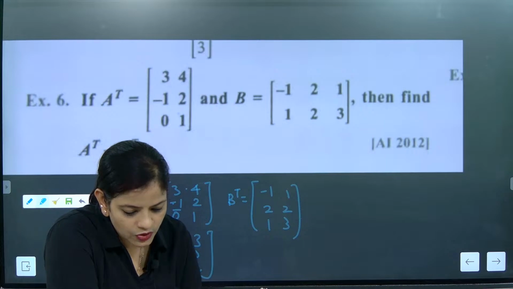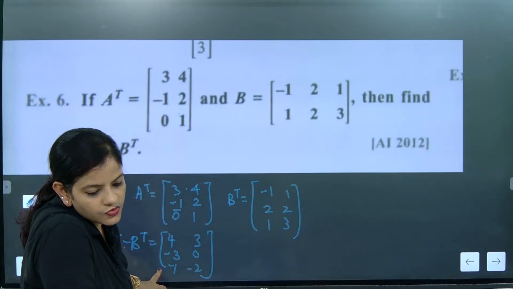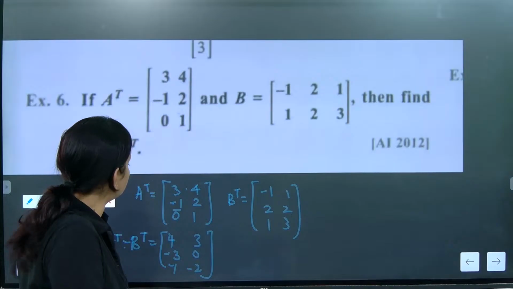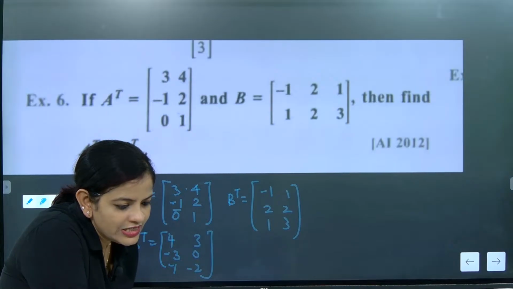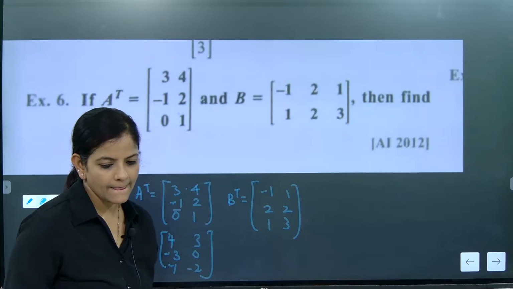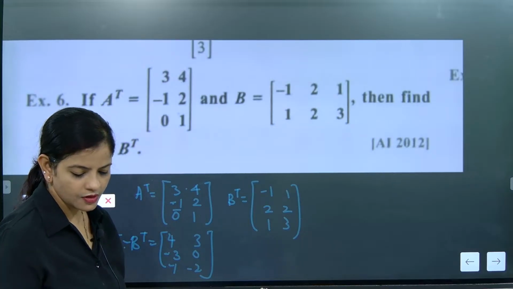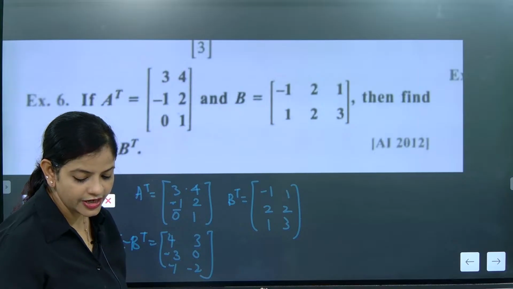Yes, absolutely. The correct answer is coming as 4, minus 3, minus 1, 3, 0, minus 2. Did you get this answer? So we will go for the next question, please. Yeah, correct. Yes, that's a very smart way of writing and typing the answer.